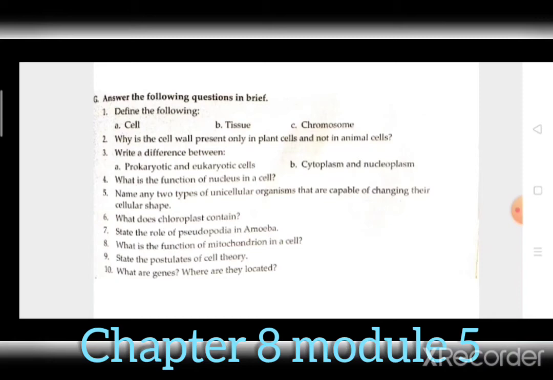Fifth one is, name any two types of unicellular organisms that are capable of changing their cellular shape. So it will be WBC, white blood cells, and it is amoeba also, which can change its shape. So any two types of unicellular organisms that are capable of changing their cellular shape can be amoeba and WBC, white blood cells.